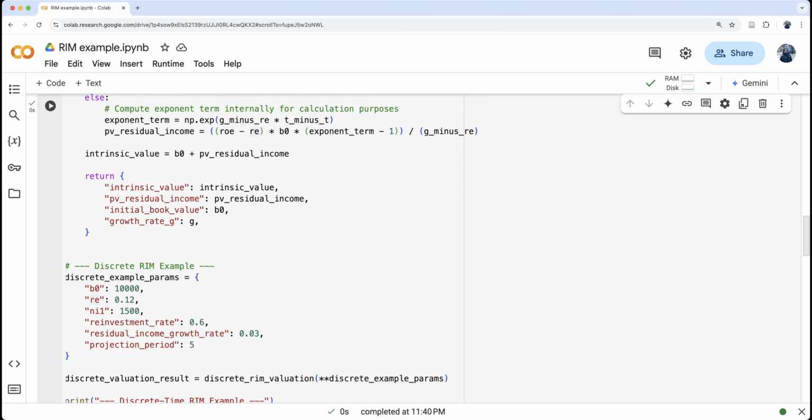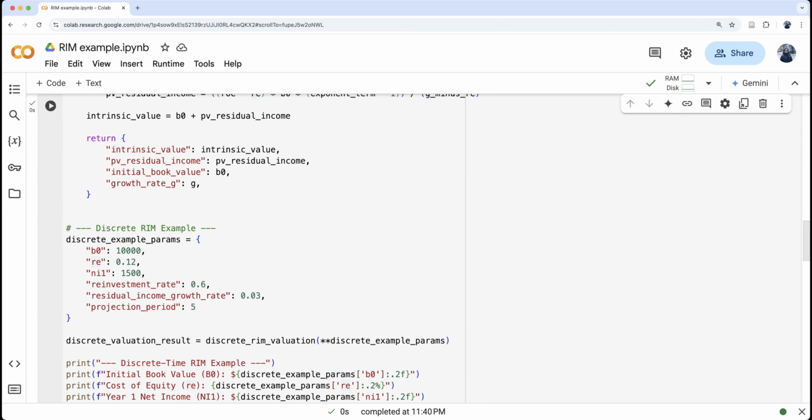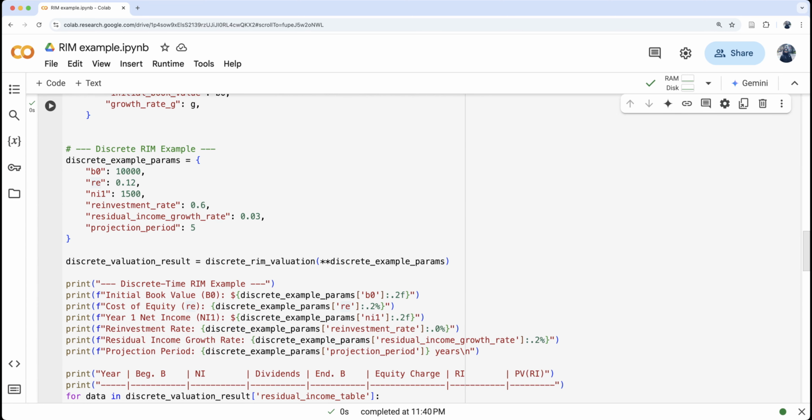Now let's put in some numbers. For the discrete time example, let's assume B0 is 10,000 USD, and cost of equity of 12%. Initial net income is 1,500. Reinvestment rate is 0.60, so 60%. Residual income growth rate is 3%, and projection period 5.